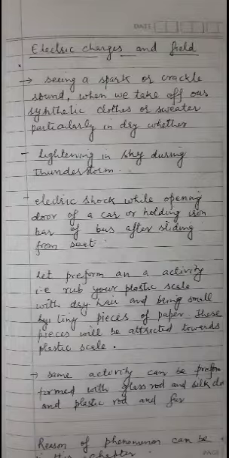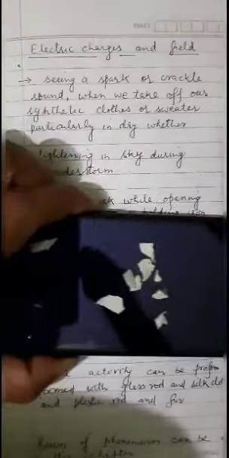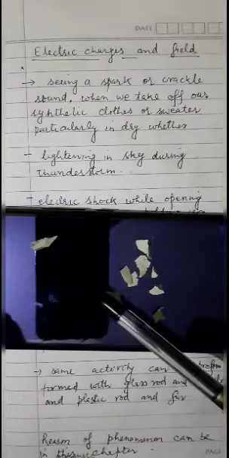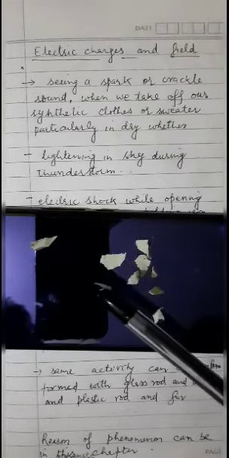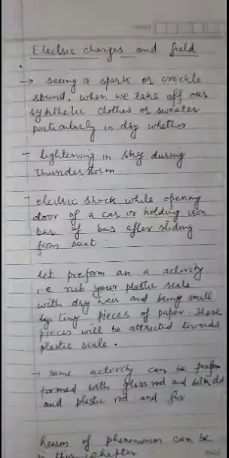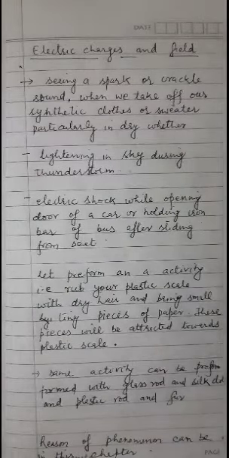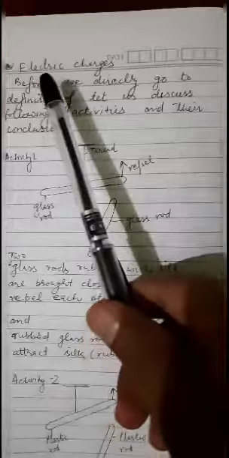I am rubbing this pen with my dry hair, and these are pieces of dust particles. When I bring this pen near the dust particles, see, they get attracted towards it. So why is this happening? Why are these phenomena taking place? All the reasons for these phenomena can be explained in this chapter, electric charge.